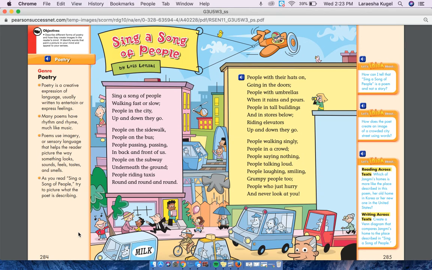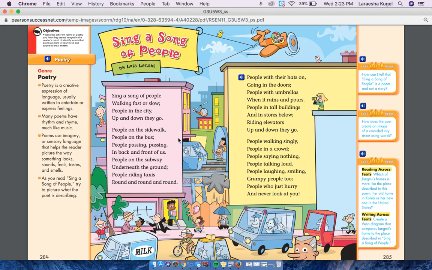Okay, so as I read that, I know for myself, I was creating images in my brain. I could really see that city of people, and I could imagine everything that was going on. And I could also hear that rhythm. And one thing that really helped with that were those rhyming words. They really connected that rhythm.